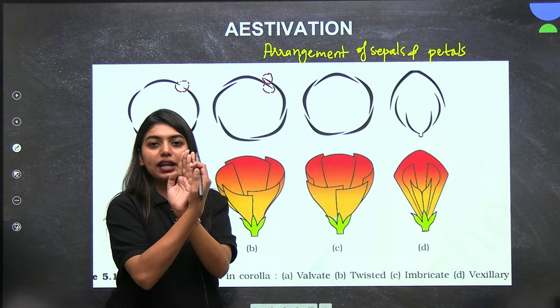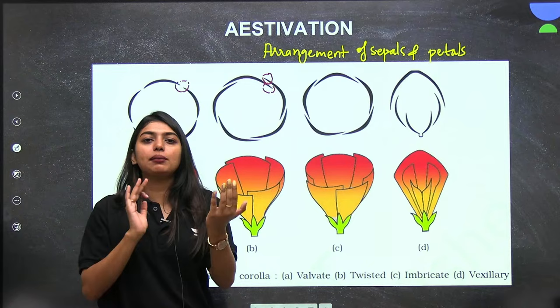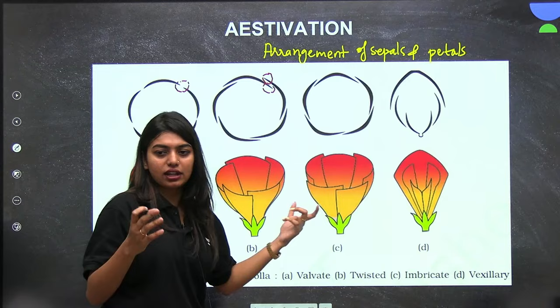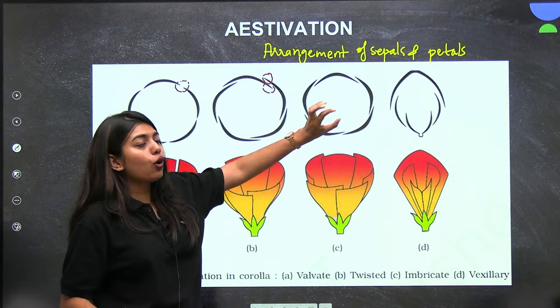In twisted, we know that one margin will overlap, another margin will not overlap. So it is in a proper pattern. This is uniform, this is non-uniform. Nandini has said uniform and non-uniform. Got it? That will be the right word to use. Here overlapping is not in a particular pattern. I'll make you write it, don't worry.